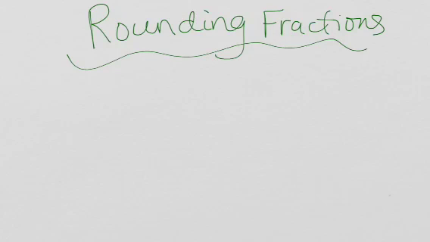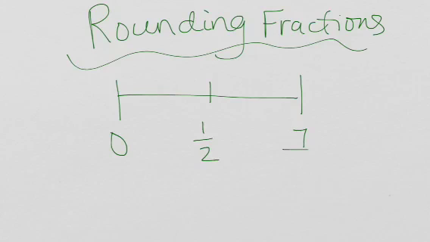Today we are rounding fractions. Okay, so basically when we're rounding fractions, we have three options here. We're looking at the benchmarks 0, half, and 1. And we're going to want to see where our fractions fall. Is our fraction closer to 0? Is it closer to half? Or is it closer to 1?